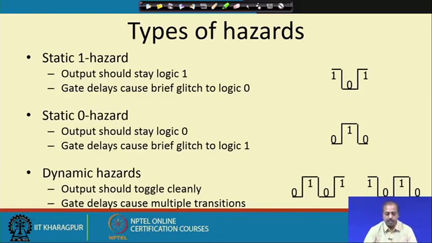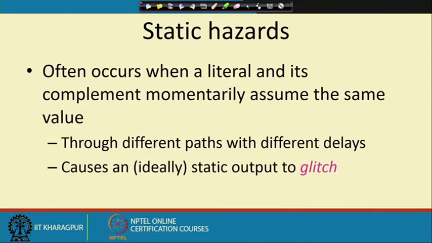Dynamic hazard means the output should toggle, like it should go from 0 to 1, but what happens is that instead of going from 0 to 1 directly, it makes this type of toggles. It first goes 0 to 1, then again comes down to 0 and then again goes to 1. Or the circuit should go from 1 to 0, but in between it makes some toggles, 1 to 0, then 0 to 1, then again 1 to 0. Finally, it settles to 0, but in between it shows some transitions. Due to gate delays, multiple transitions are created. This type of hazard is known as dynamic hazard.